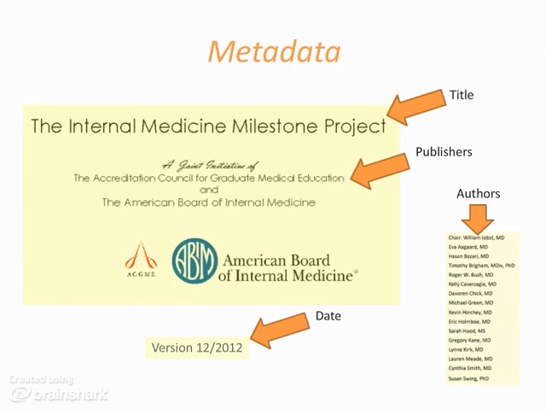As we dissect the milestone document into its functional parts, in the first few pages of the document, we see some information about the framework as a whole. The title, the date of the version, and some information about the publishers, the Accreditation Council for Graduate Medical Education, and the American Board of Internal Medicine, and the authors. In the Performance Framework specification, this information about the framework as a whole is called metadata.